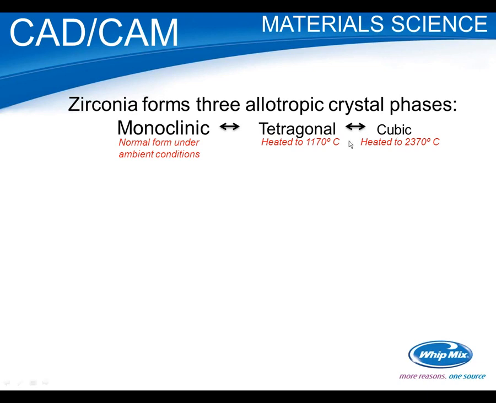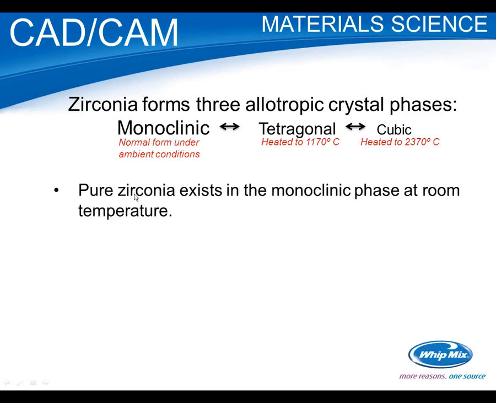Now with zirconia, I want to point out these little 2-way arrows. What that means is when I cool, it's going to step back through these. So as I cool below this 2370, it's going to go back to tetragonal. As I cool below the 1170, it's going to cool to the monoclinic. So its normal mode for pure zirconia is to exist in the monoclinic phase at room temperature.